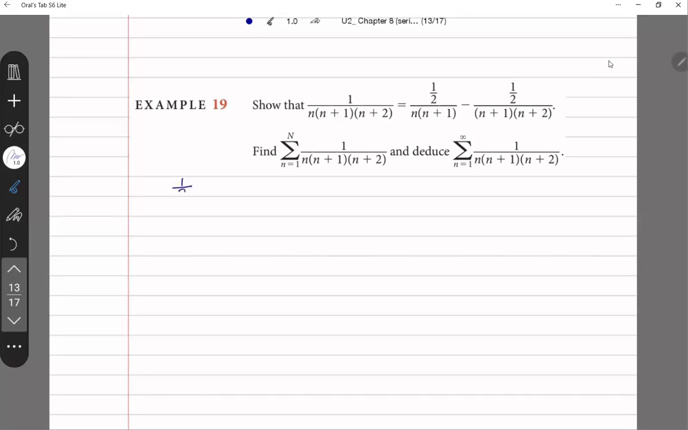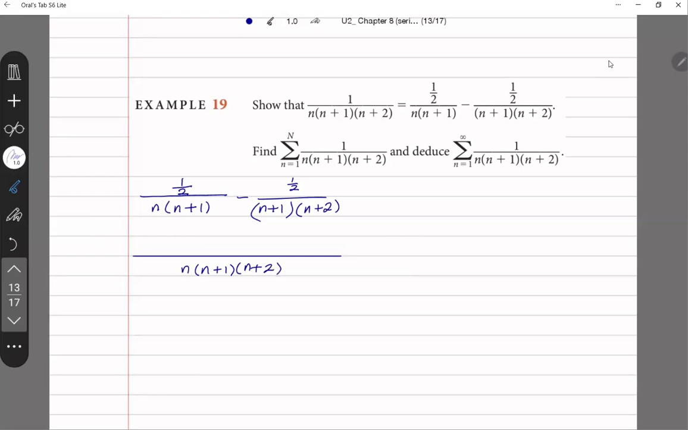So we have a half over n into n plus 1 minus a half into n plus 1 times n plus 2. Now, if I'm adding or subtracting fractions and the denominators are different, I must find the LCM. The LCM is n into n plus 1 times n plus 2.